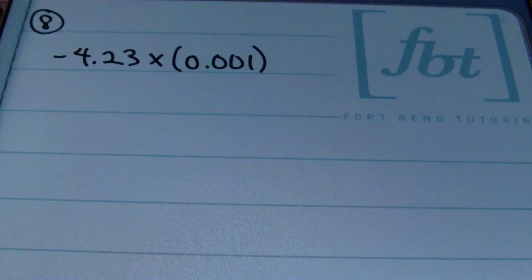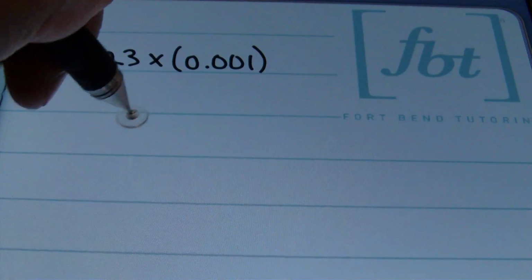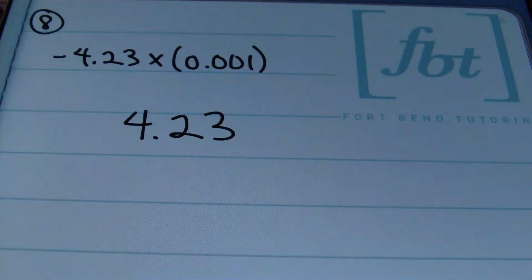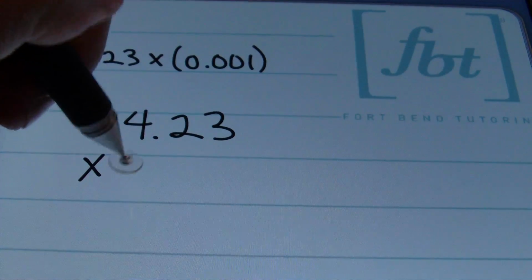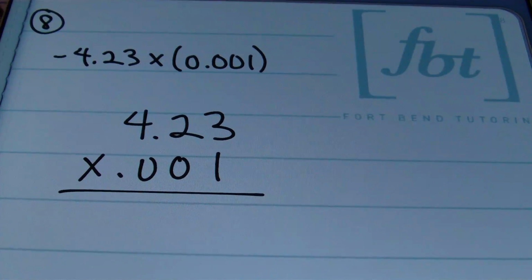We have -4 and 23 hundredths times 1,000th. Now, because we're multiplying a negative times a positive, your answer will be negative. All right? The answer must be negative. And then because I'm multiplying by 1,000th, similarly to the last problem, you're going to move the decimal 3 places to the left. And that will give you your answer. But let's show our work. So we'll have 4 and 23 hundredths times 1,000th, just like that.